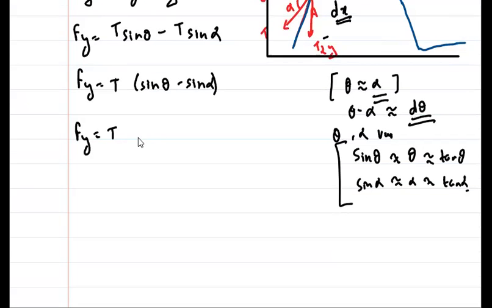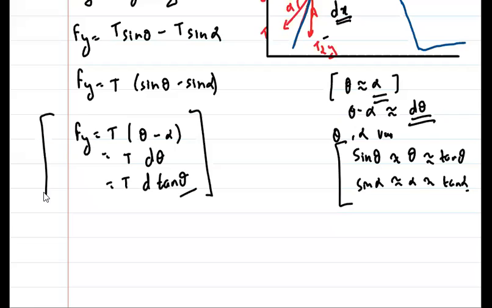So I can say, okay, sir, Fy, I'll just use this directly. It is T. मैं step by step use कर रहा हूँ. It is what? Theta minus alpha, right? Because again sin theta is very less, theta alpha. This can be written as T d theta, right? And again I can use theta is almost equal to tan theta, so I'll just write T d tan theta. ये तीन स्टेप समझो. यहाँ पे approximation यूज हुआ है because we assume, this is an assumption that theta is very small.